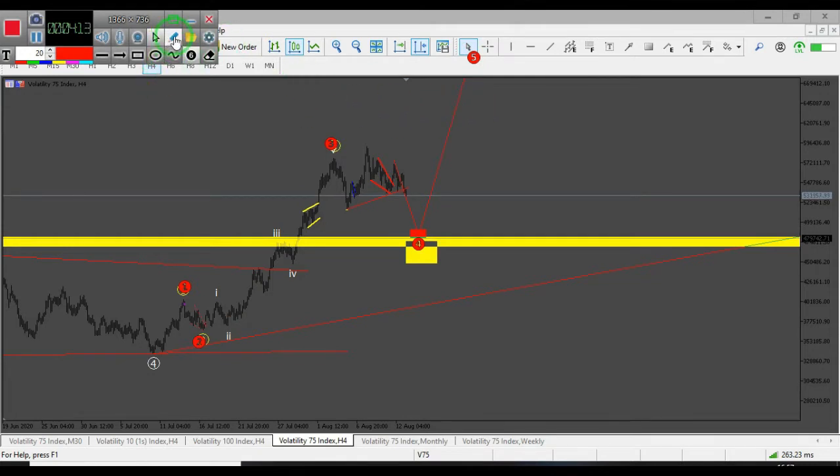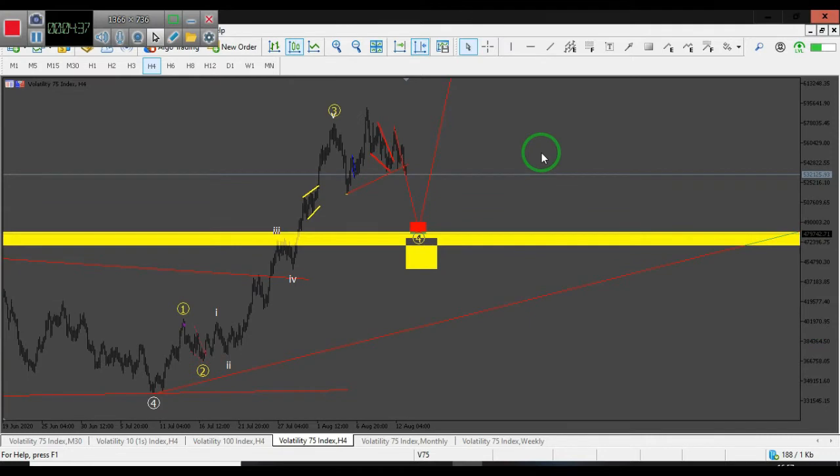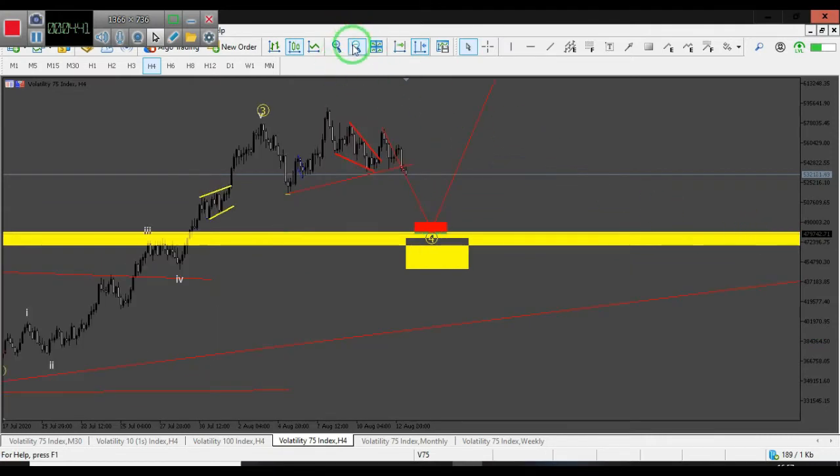Not forgetting that between wave 2 and wave 3, we should have 5 minor waves to complete our wave 3. We've got wave 1, wave 2, wave 3, wave 4, wave 5 to make our complete wave 3. And now for our wave 4, I've got 3 scenarios for the wave 4, the corrective wave 4.